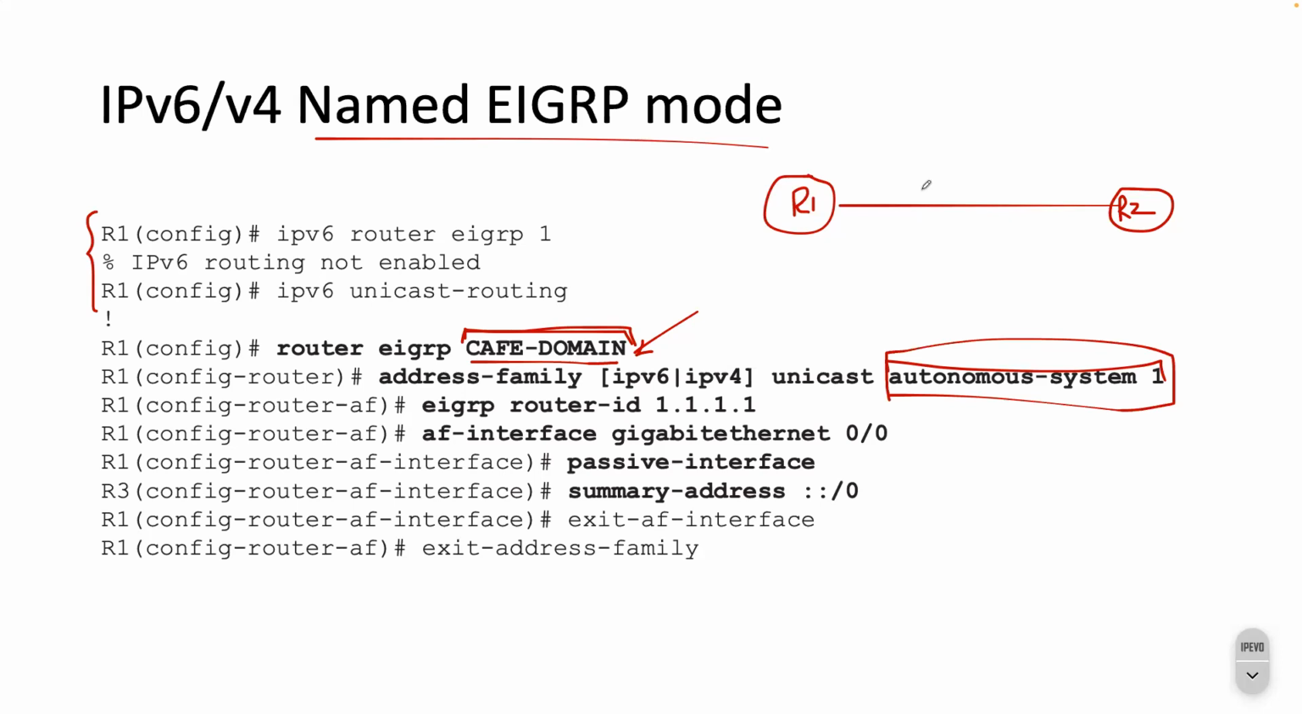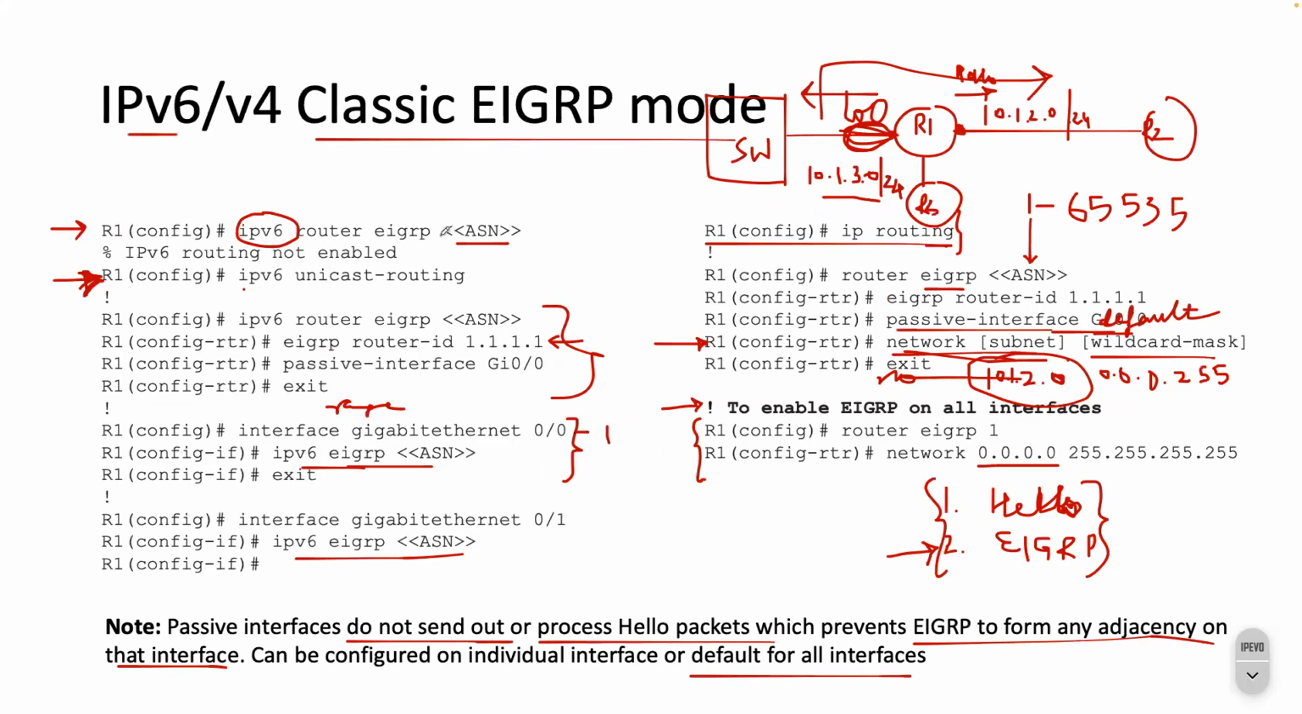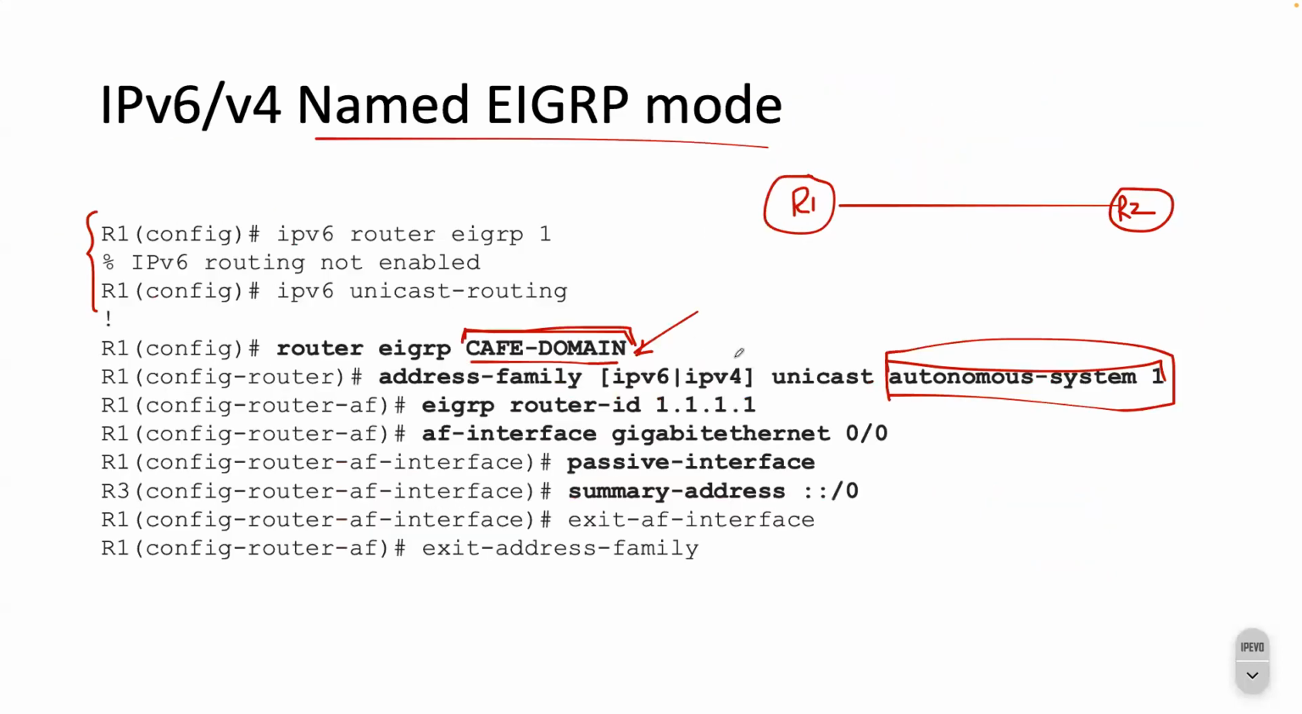In classic mode also, you must know that to form a neighborship between two routers, the ASN number should match. The same way, in named mode also, the AS number should match. The name may or may not match, it doesn't matter. In the same way we define our router ID. After that, we define our interfaces like this: AF-interface and then the interface number. All your interface related commands will come over here.